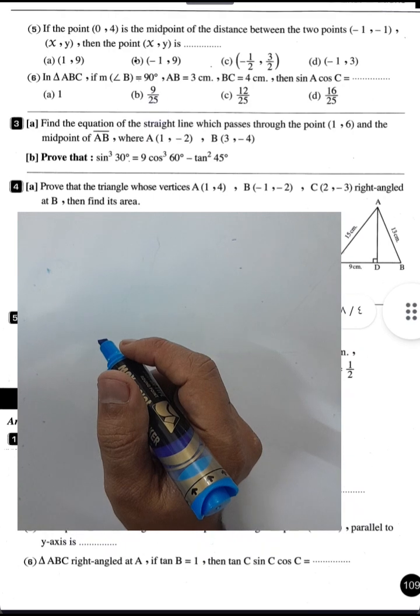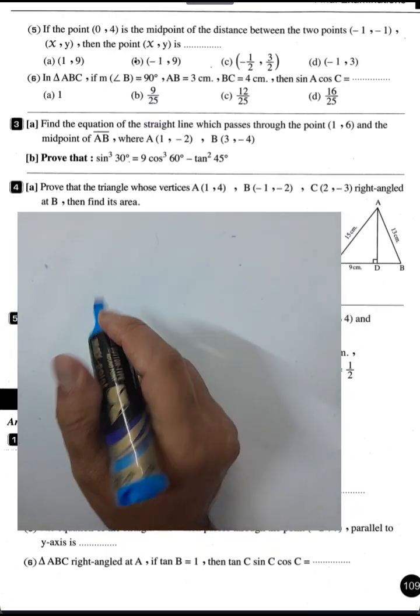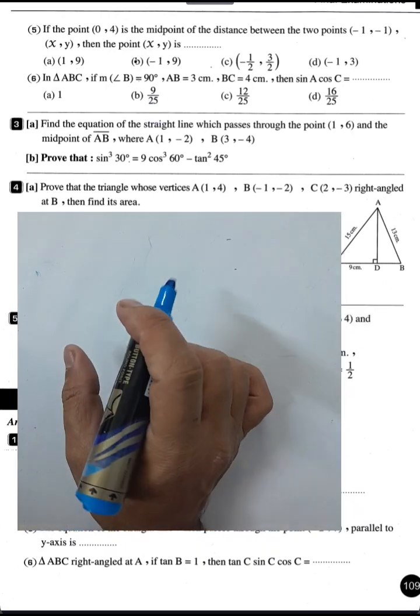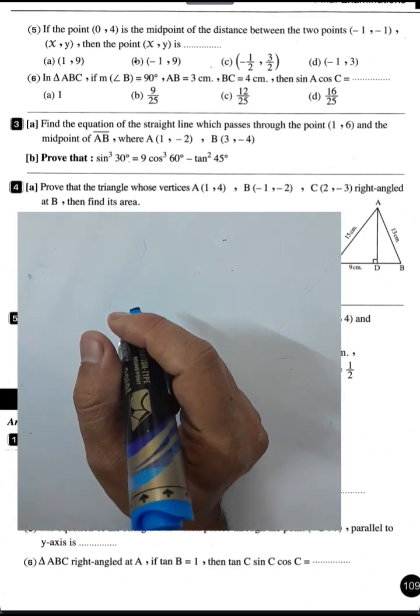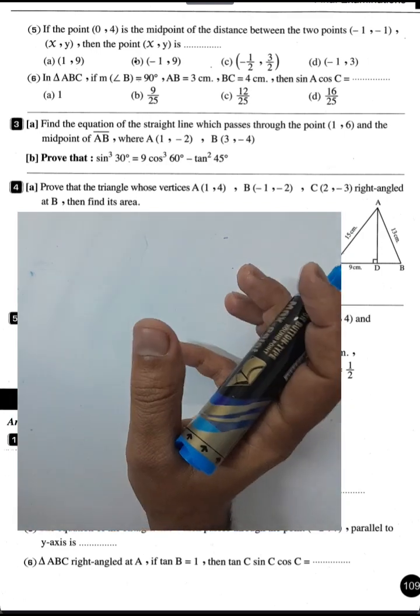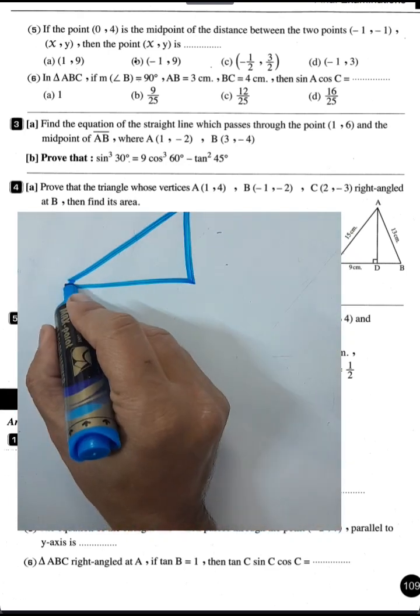If we want to find the area, we must find the lengths. The area of this triangle is half times base times height. Then you must find the lengths here in this example.